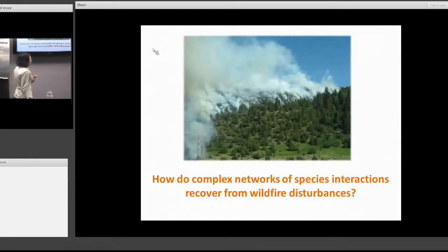And so given my interest in plant-pollinator interactions, you might expect that this is the focus of where we're going, in terms of looking at how these complex networks of species interactions recover from wildfire disturbances. Maybe I shouldn't say recover, but they are altered by wildfire disturbances at the spatial and temporal scales that are particularly relevant to conservation and management.